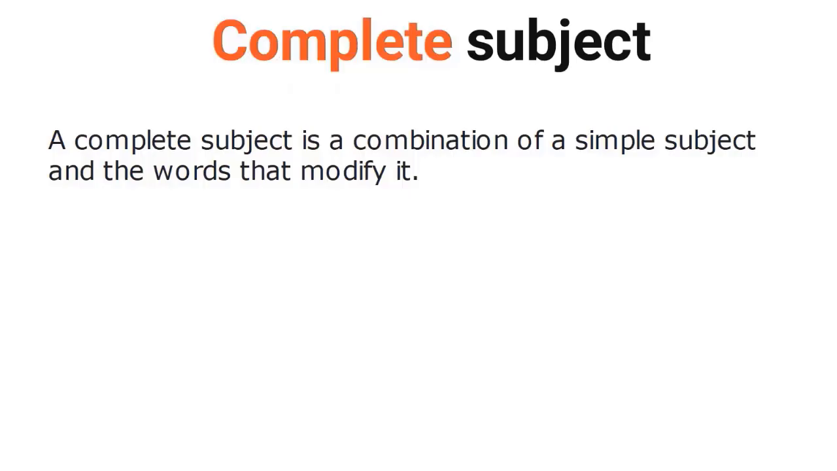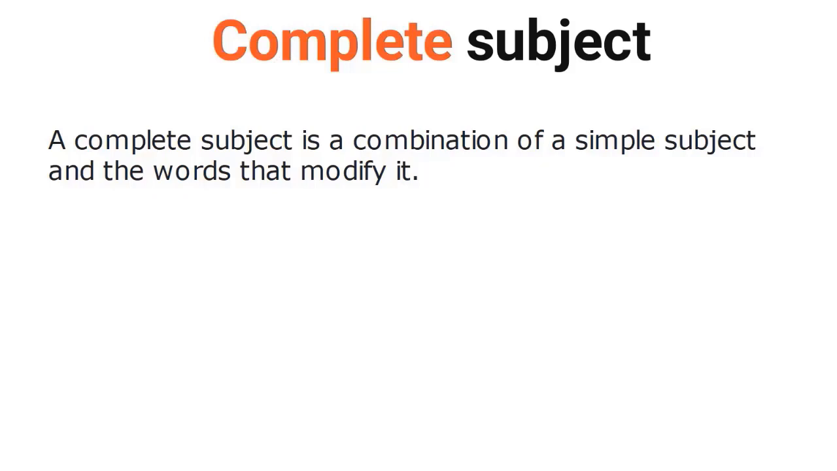The last one, complete subject. As the name goes, it is complete. A complete subject is a combination of a simple subject and the words that modify it. So it is a simple subject plus all the words that give information about it, right? All the modifiers. Let me show you some examples.